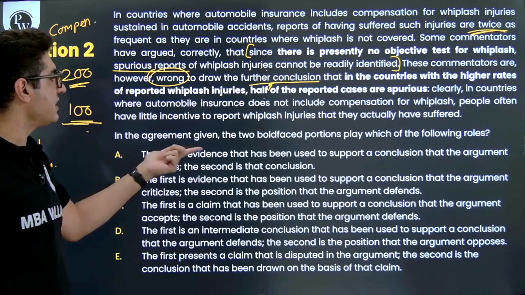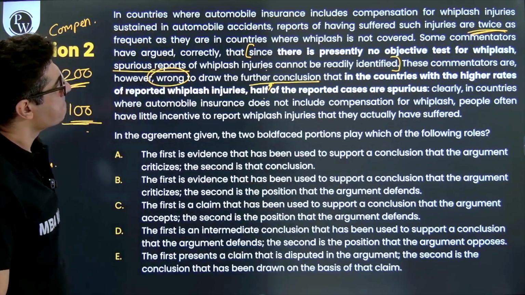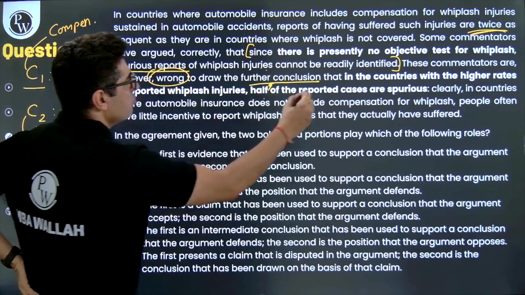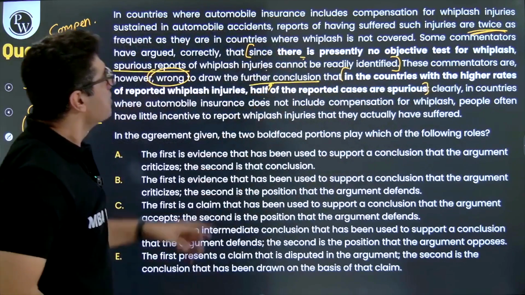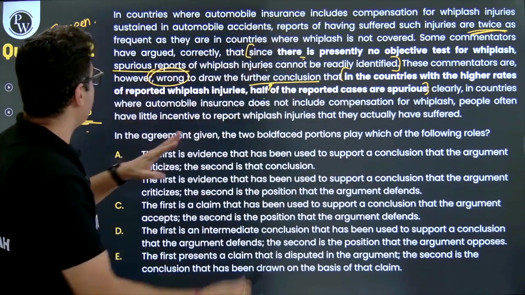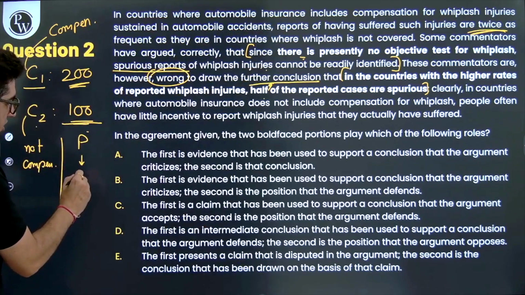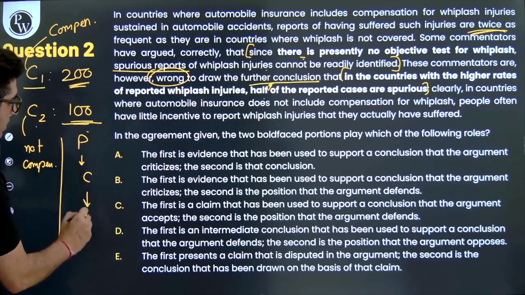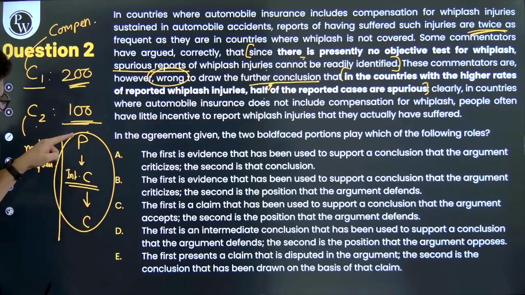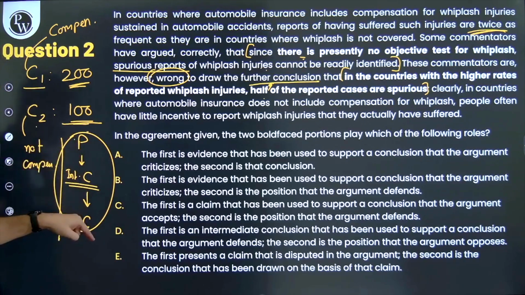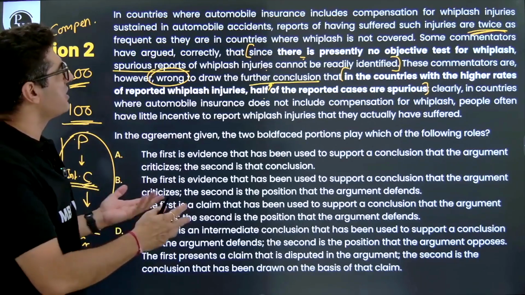What do we see? The first is evidence that has been used to support a conclusion that the argument criticizes. Yeah, this is a conclusion that the author does go on to criticize, and this entire argument, not just this boldface, does act as a foundational premise. So basically what you have here is a premise, which is our first boldface, which arrives at a conclusion, and this conclusion further goes on to support another conclusion, so we'd call it an intermediate conclusion. Okay, so this premise does support this as well indirectly, and this is a conclusion that the author criticizes, although the first intermediate conclusion is the one that the author is okay with.